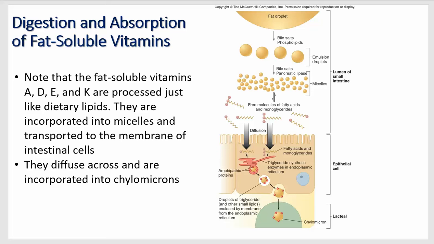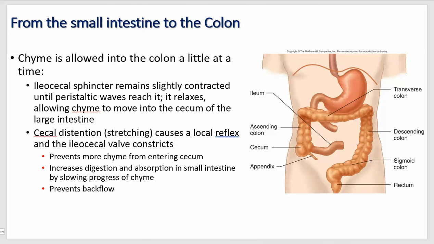They glob up. So fat-soluble vitamins A, D, E, and K are processed just like dietary lipids. They're incorporated into the micelles, transported to the membrane of the intestinal cells, taken up, absorbed, diffuse across, and then are incorporated into chylomicrons and carried through circulation to various cells and to the liver.